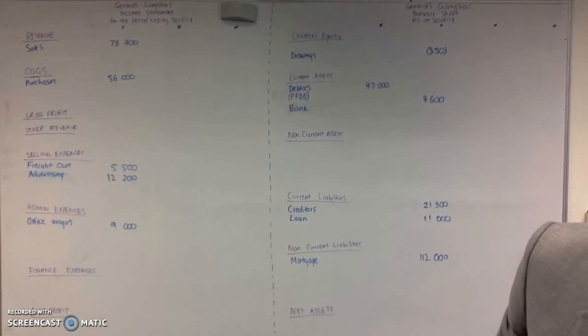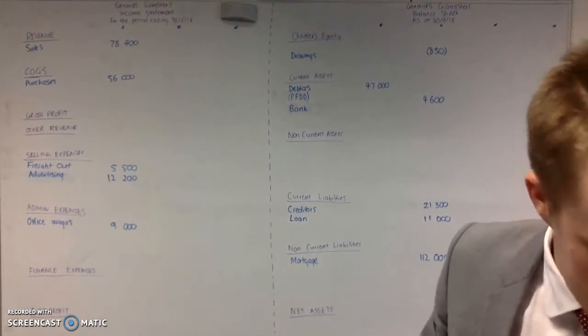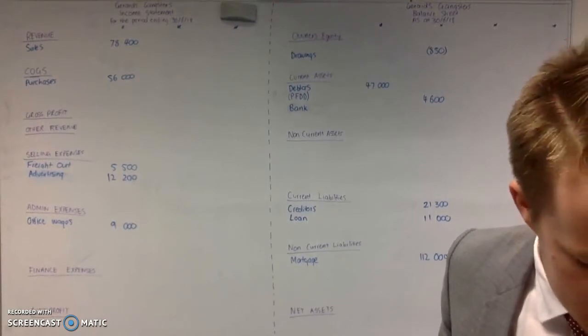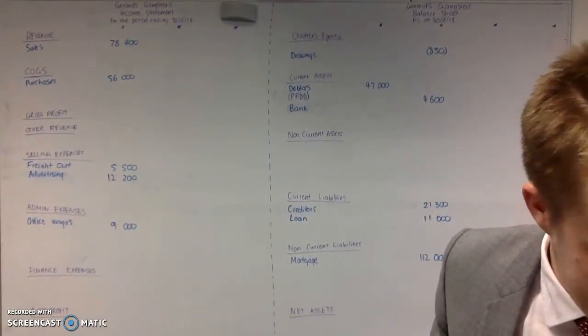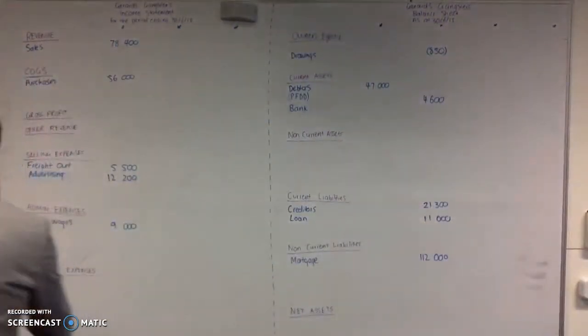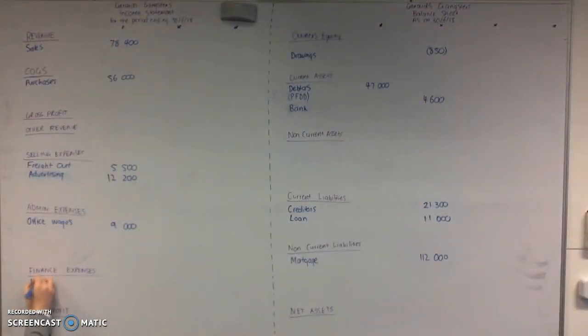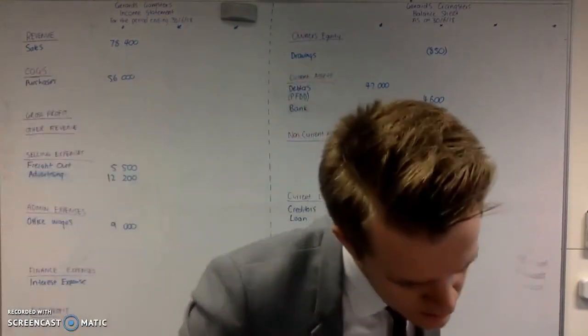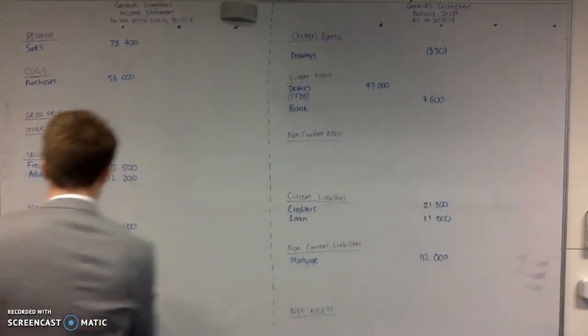Interest. For this one, we've got interest on the debit side and we've got it on the credit side. So interest on the debit side is either going to be an asset or an expense. We know it's not an asset. So 4,700 is interest expense. Interest expense is a finance expense. And that amount was 4,700.